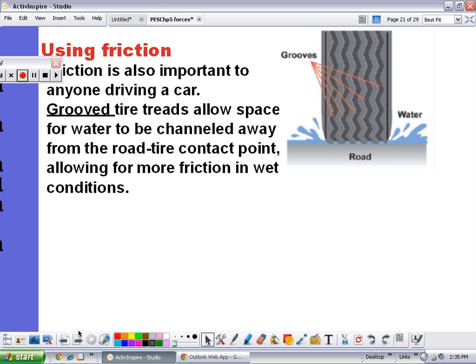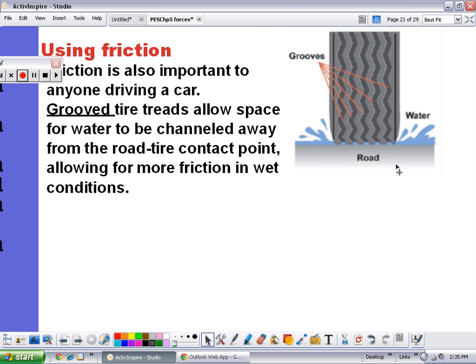So it is important that your grooves are in the tires, and if they get worn down, you're going to have that water come between your tire and the road, and then you can hydroplane. Not good. So these are the tires that we use on our everyday cars.